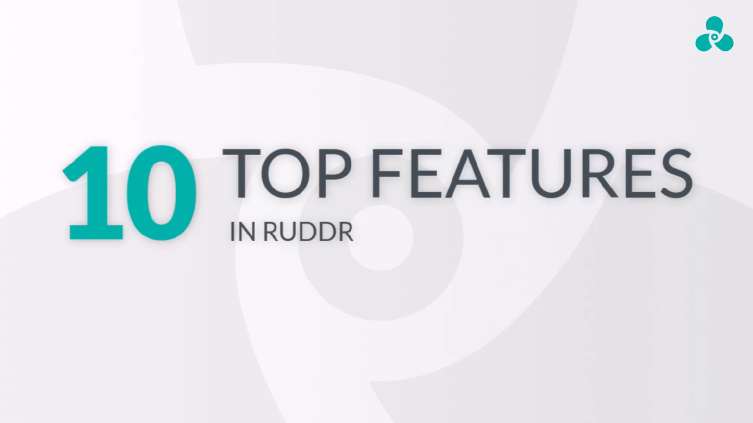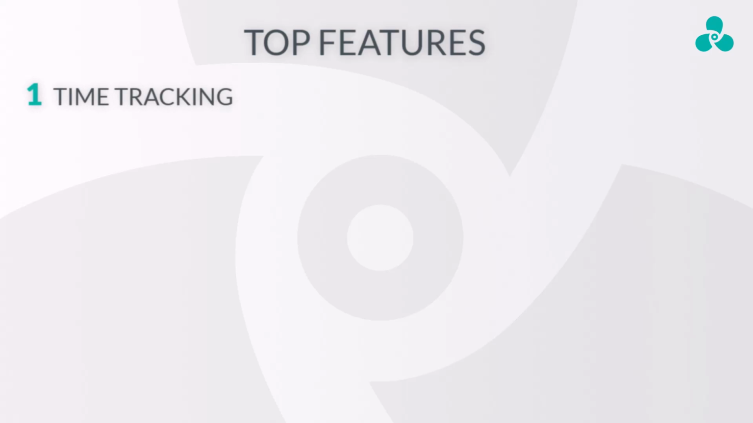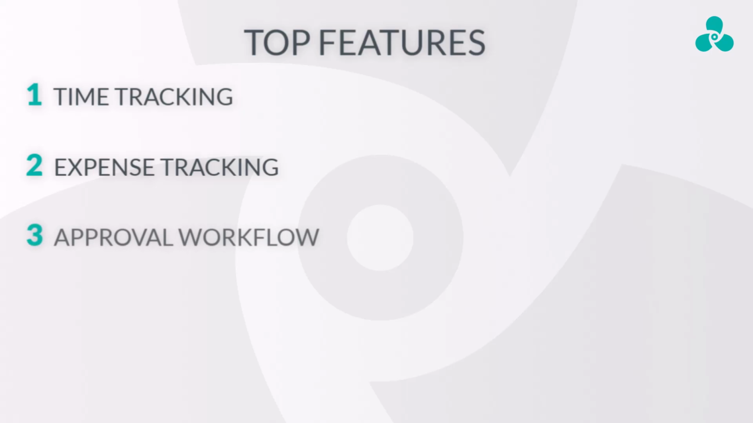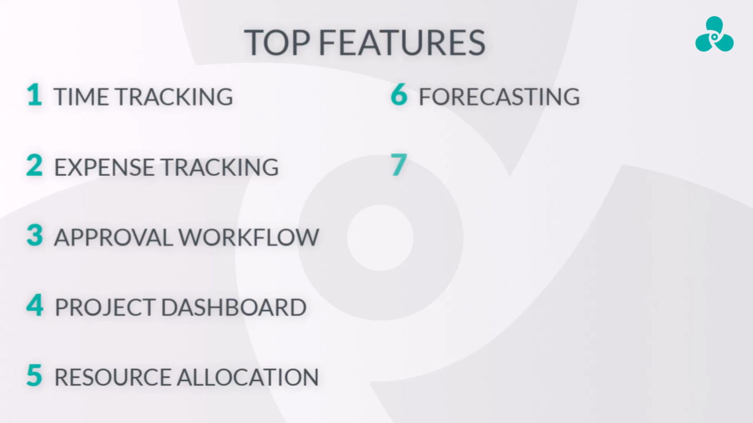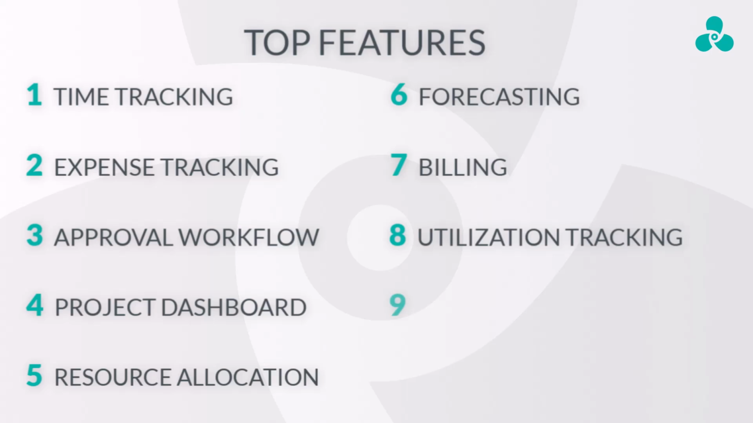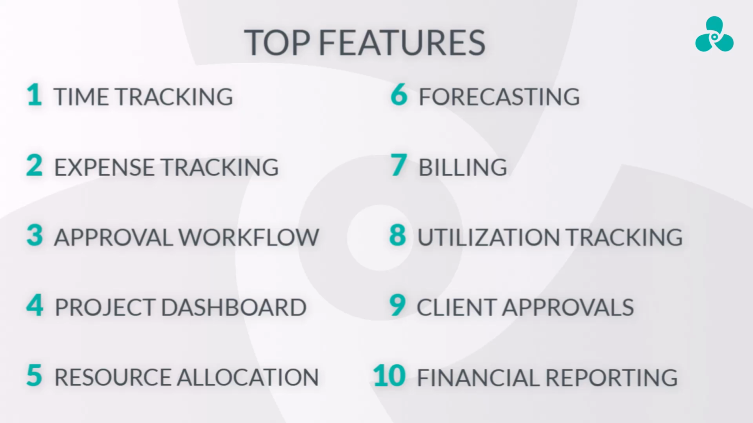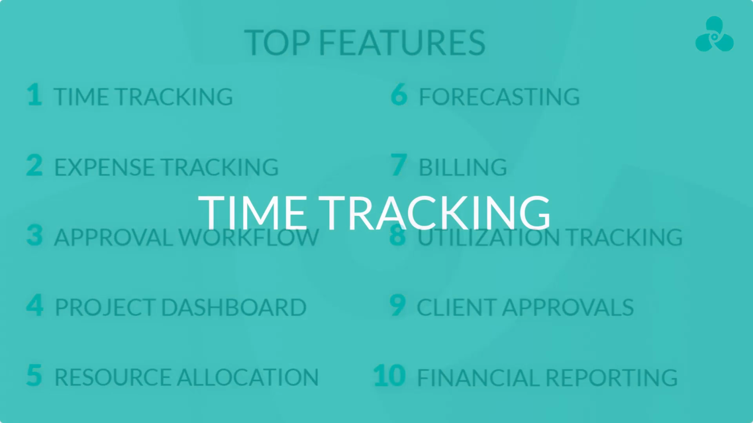In this video, I'll provide a brief demonstration of 10 of the more popular features in Ruddr. First, we'll take a look at time tracking. We'll follow that up with expense tracking, and from there we'll look at approval workflow. Next will be the project dashboard, then resource allocation. We'll move on to forecasting, then billing. We'll look at utilization tracking, then we'll look at client approvals, and we'll finish up with financial reporting. Let's jump in and get started.